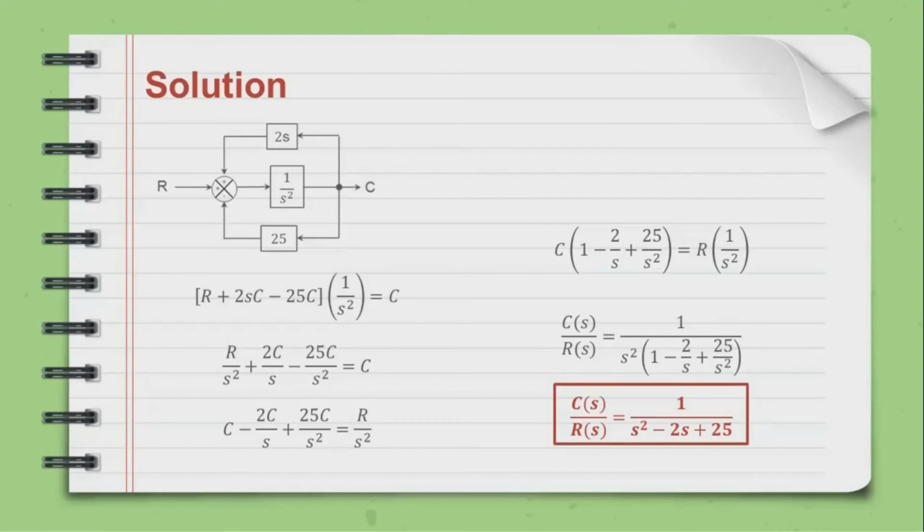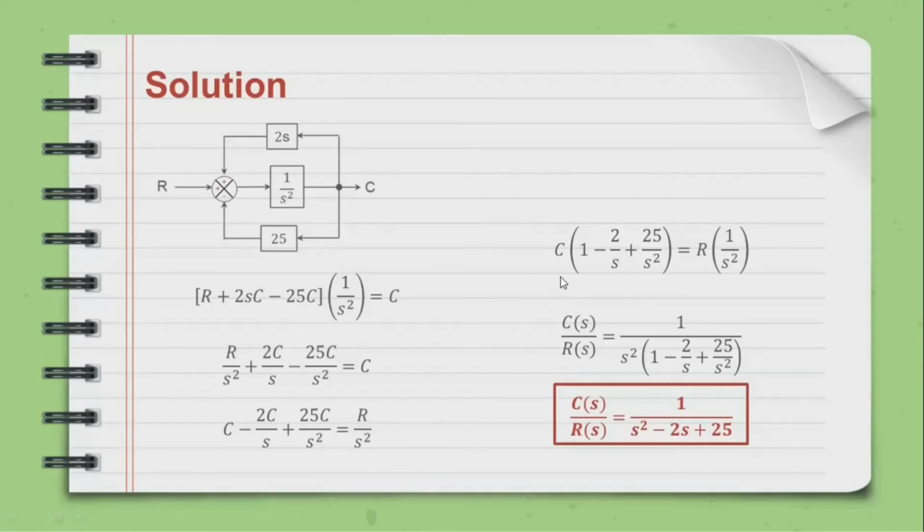Now, interpreting the block diagram, so quantity R plus this above block here, which will be 2SC, minus this below block here, which will be 25C, multiplied by this block here, which is 1 over S squared, is equal to our controlled variable C. Distributing 1 over S squared, so R over S squared plus 2C over S minus 25C over S squared is equal to C. Combining all the expressions that have the same variable into one place, so C minus 2C over S plus 25C over S squared is equal to R over S squared.